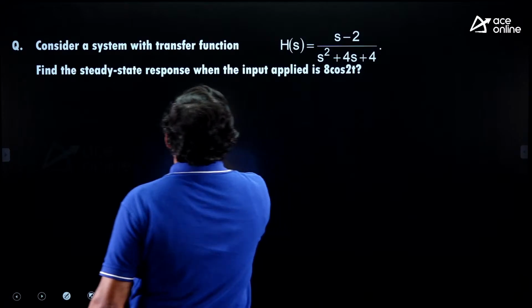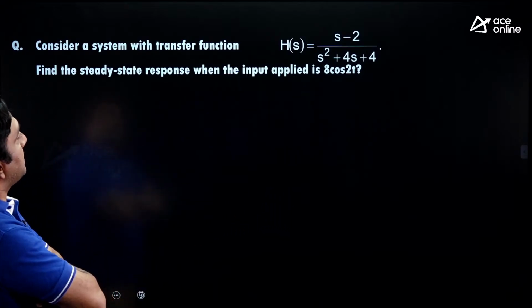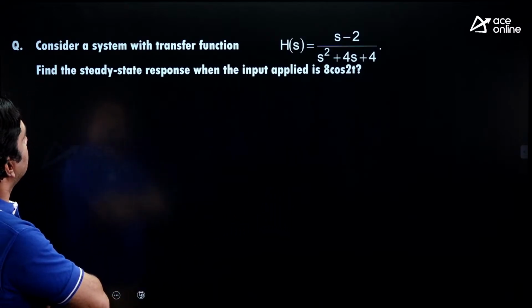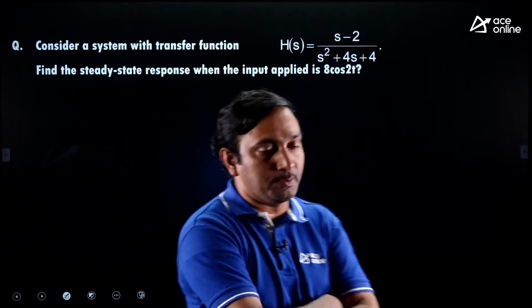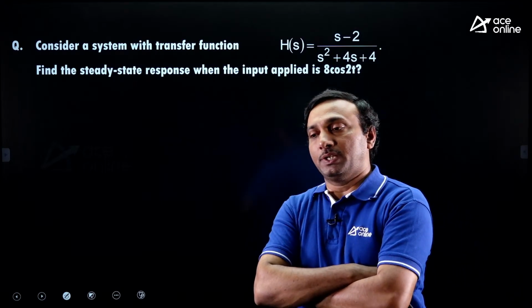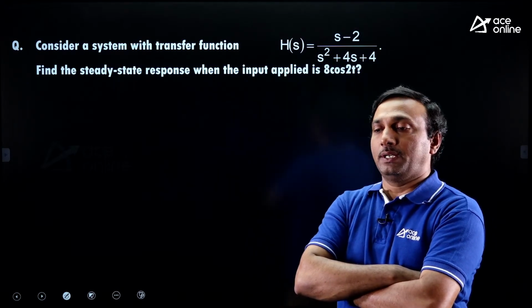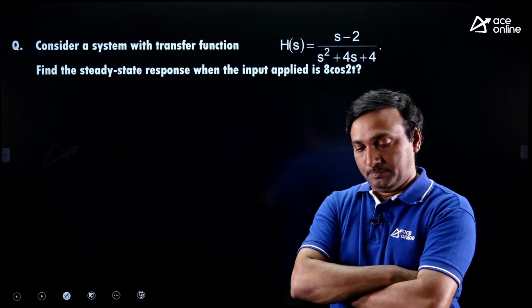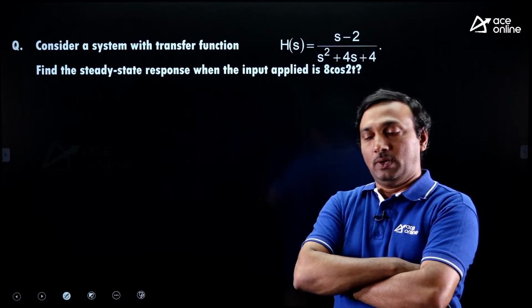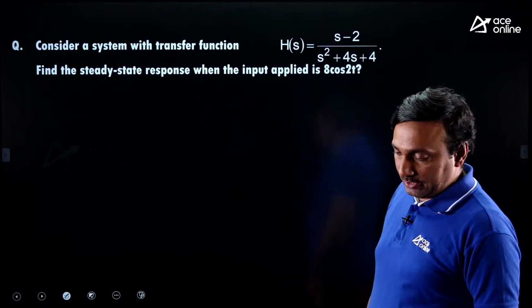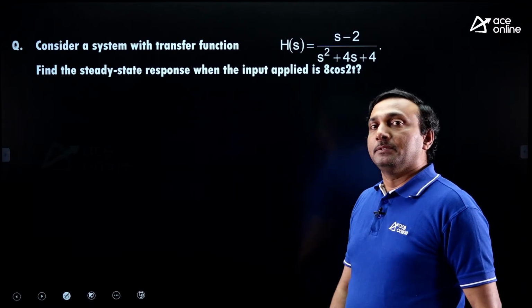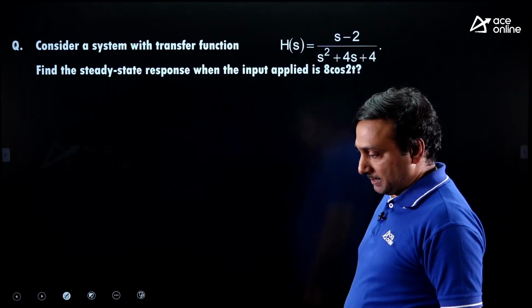Think of this model. Consider a system with a transfer function. Find the steady state response when the input applied is 8 cos 2t. Here also you must be careful. It is a pure cosine wave. For a pure cosine or sine wave, no Laplace. Cos omega naught t, no Laplace. Cos omega naught t u(t), if it is a switched cosine wave or sine wave, then we have Laplace.